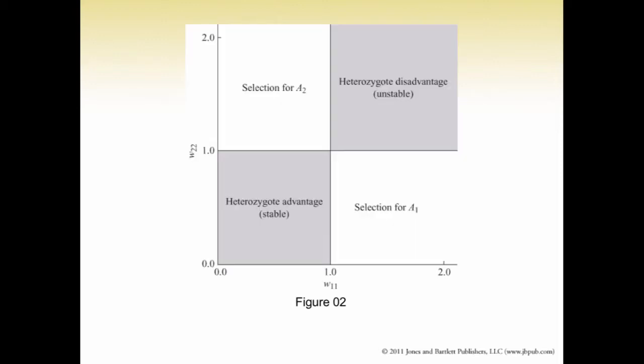Different kinds of selection that favor one genotype or another give different outcomes. Selection for A2 or for A1 will lead to an increase in those genotypes. Selection for the heterozygote, where the heterozygote has an advantage, leads to a stable polymorphism, where both alleles should persist in the population. Heterozygote disadvantage is also unstable, and it's usually going to lead to one allele or the other going to fixation.